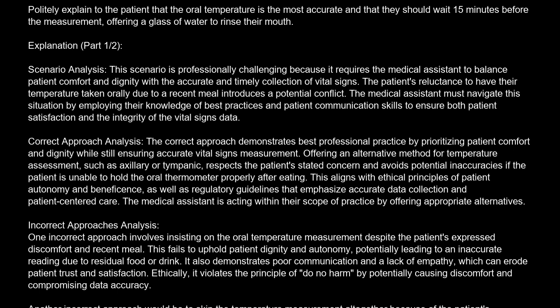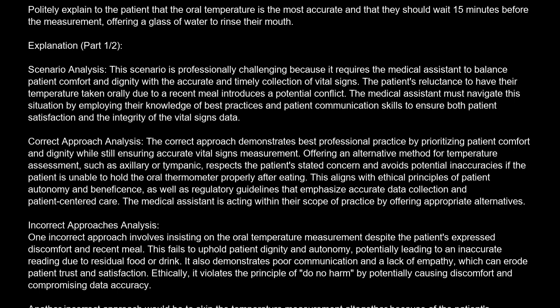This aligns with ethical principles of patient autonomy and beneficence, as well as regulatory guidelines that emphasize accurate data collection and patient-centered care. The medical assistant is acting within their scope of practice by offering appropriate alternatives.